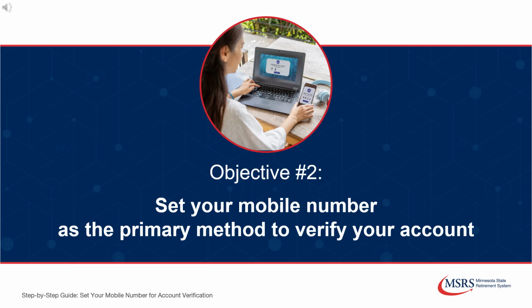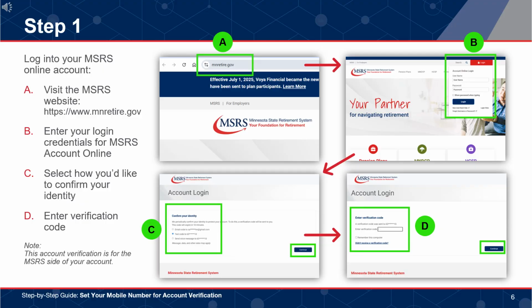Now, we will walk you through the steps to set your mobile number as the primary method to verify your account. Step 1. Log in to your MSRS online account. That includes visit the MSRS website, enter your login credentials for MSRS account online, select how you'd like to confirm your identity, and enter your verification code.